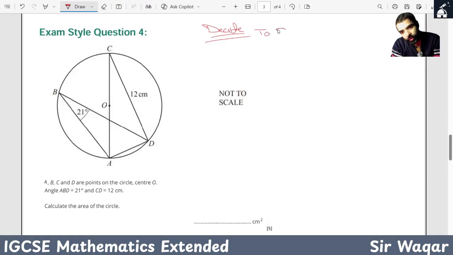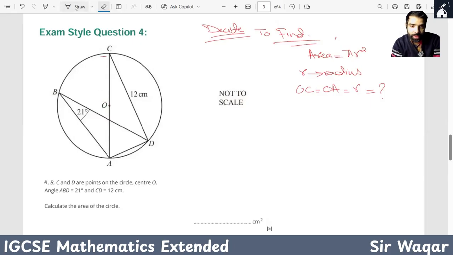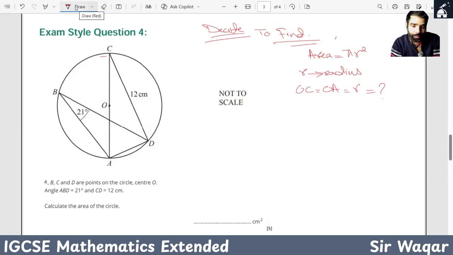the area. To find the area, we use pi r squared, where r is the radius of the circle that we have to find. And the radius would be what length? Either the length OC or the length OA. So OC equals OA equals r, which we have to find. Now, to find that, first we will use some circle angle properties.